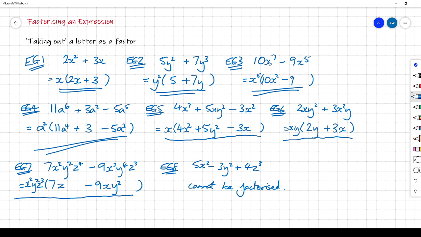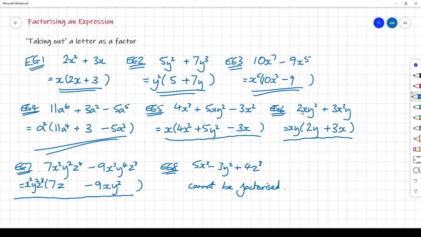In this one we had x to the power 7, x to the power 5. What did we take out? X to the power 5, the lowest power of the two. In this one we had a to the power 6, a squared, a to the power 5. What did we take out? A squared, the lowest power out of every term. Three terms this time. In this one we had x cubed, x squared. What's the lowest? X. So that's what we took out, because that is what you can divide into every term.